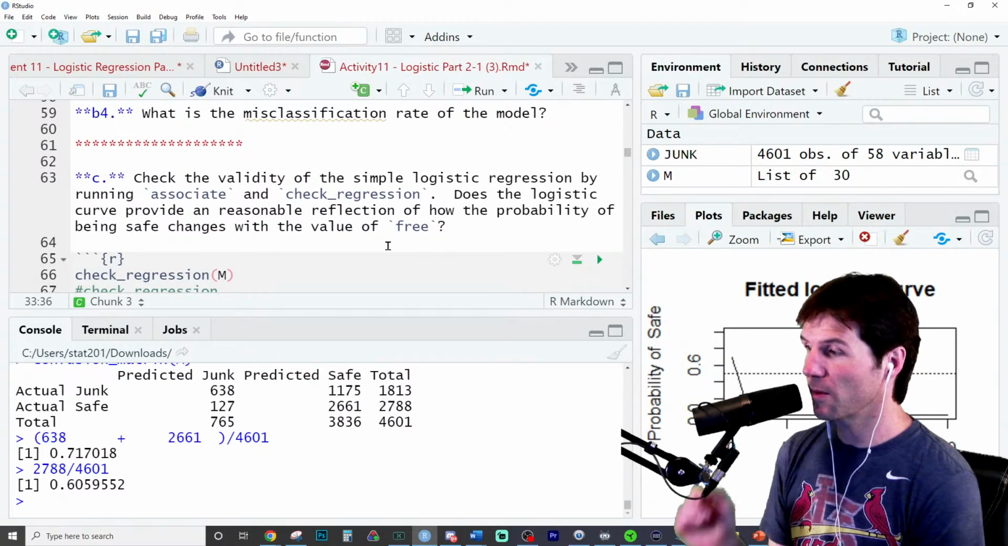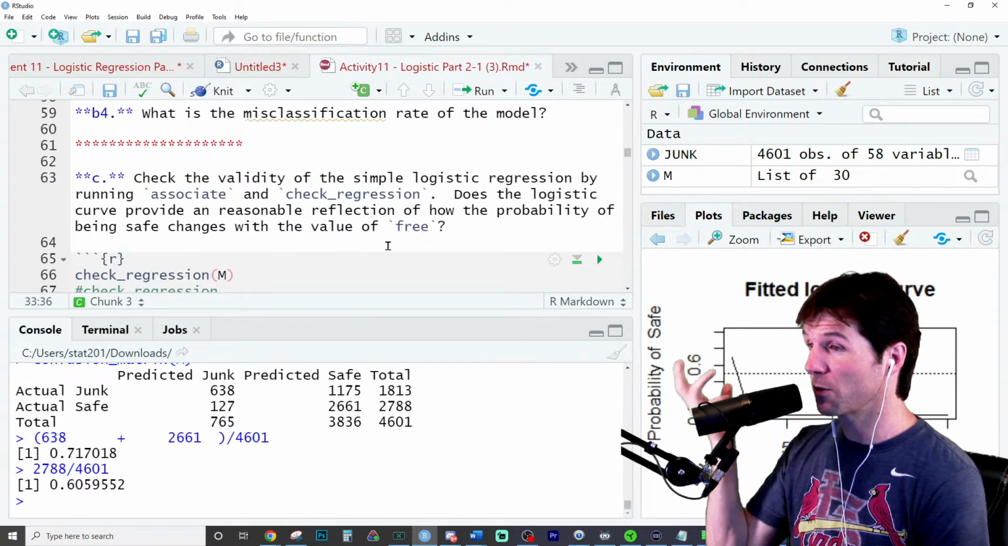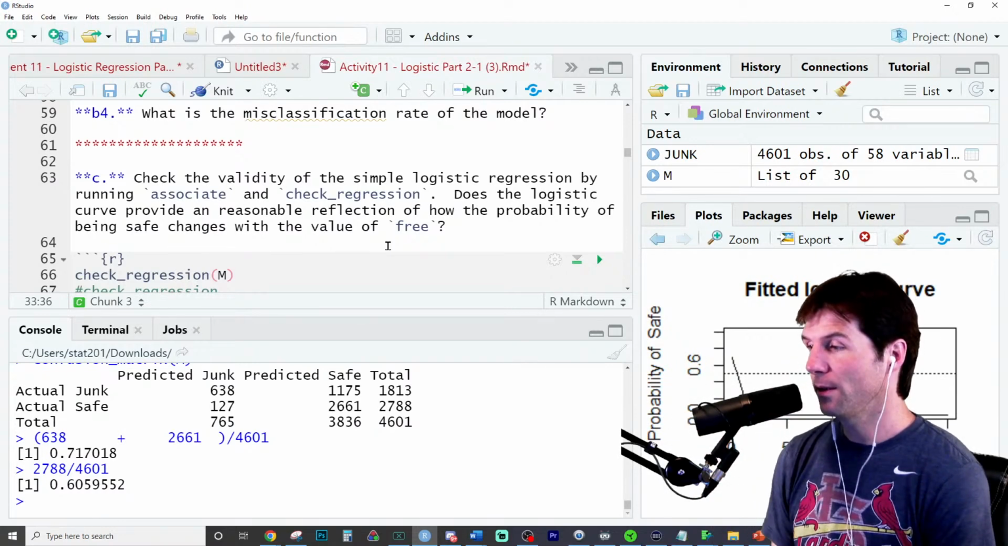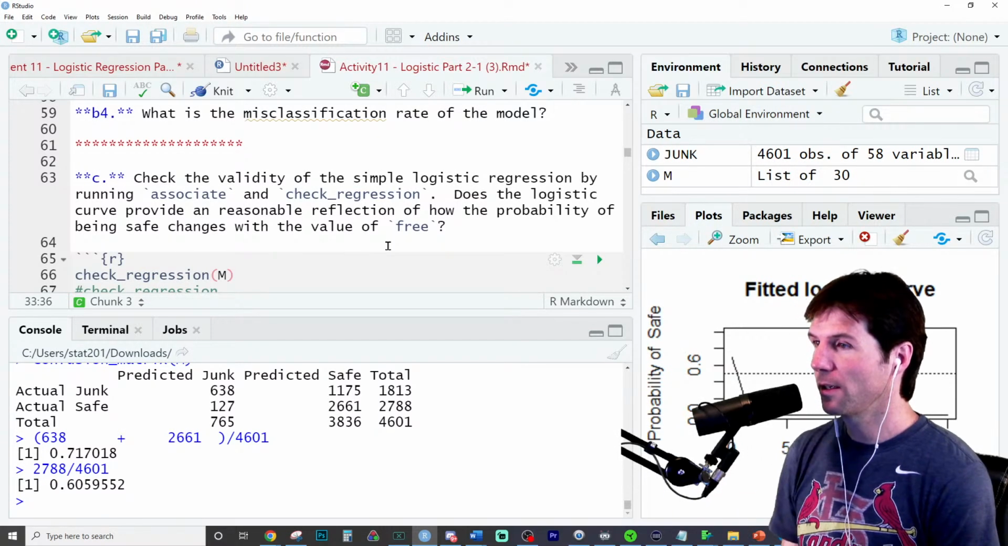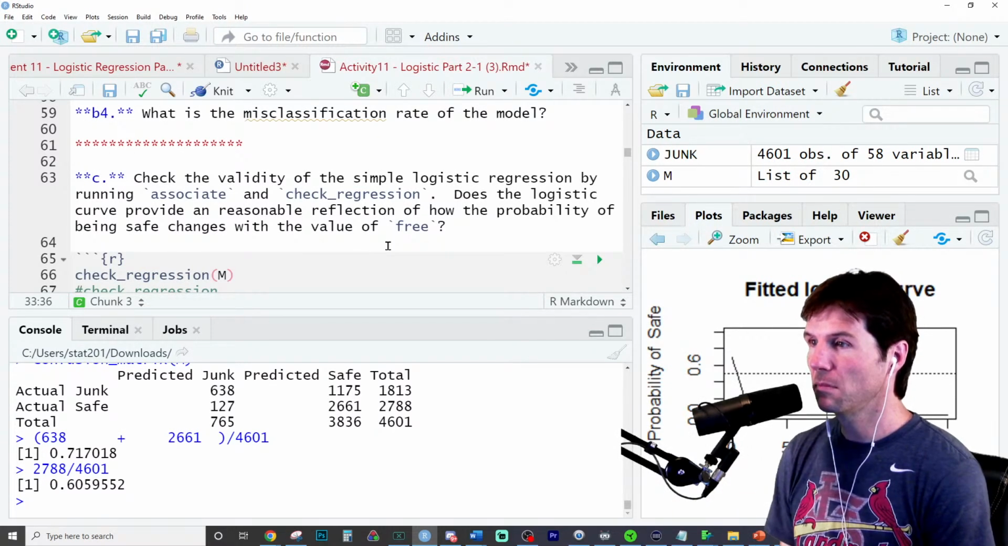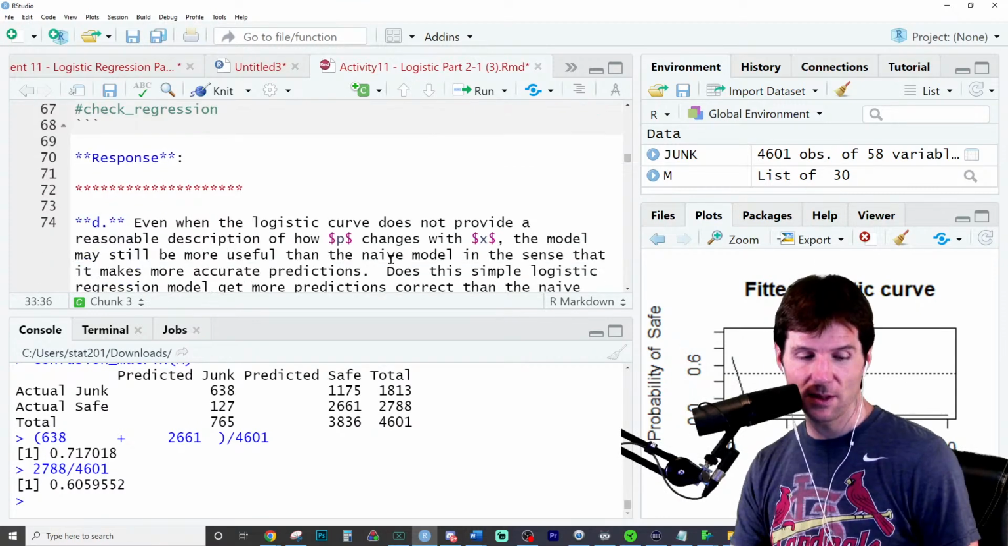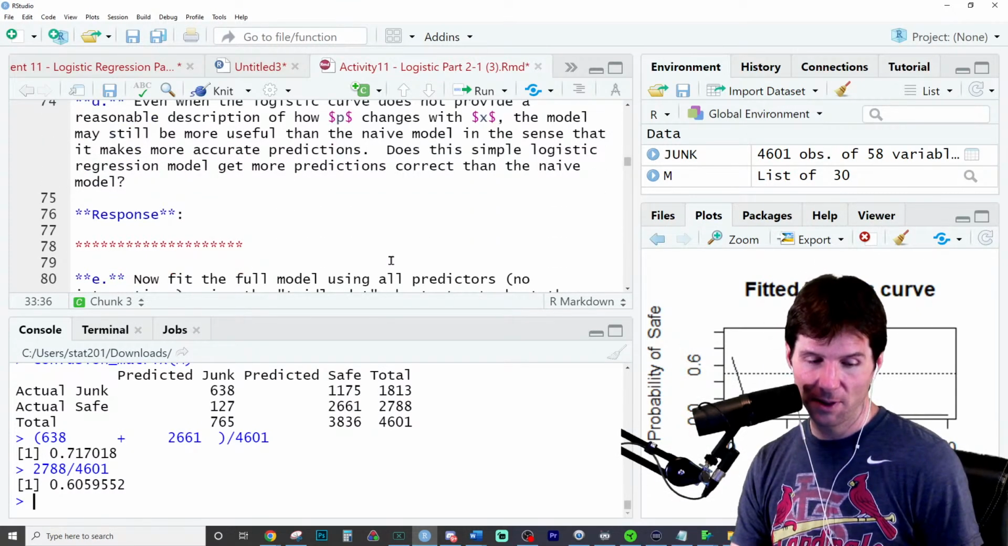Our model gets 71% right. The naive model gets 60% right. So there's a difference of about 11%. So 10-ish, 11-ish, a little more than 10%. It's all right. That's right.